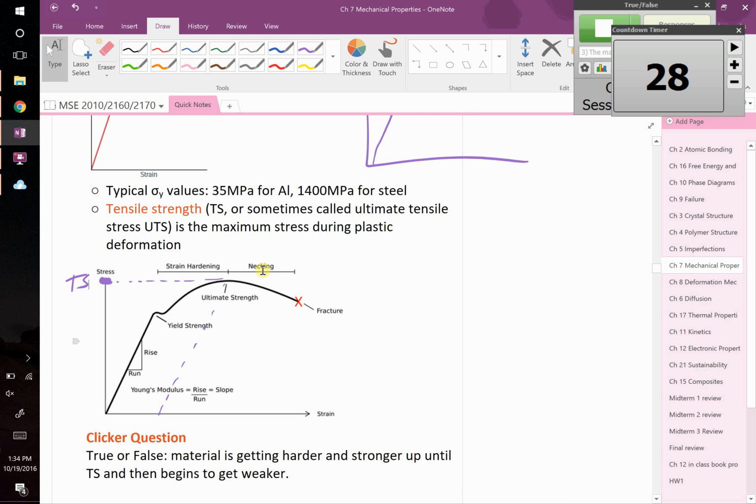It starts to stretch maybe, but it's getting easier and easier to pull until it finally breaks, right? So this region is necking at the end.